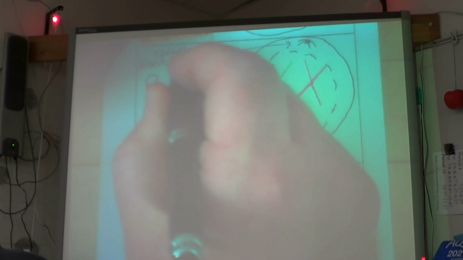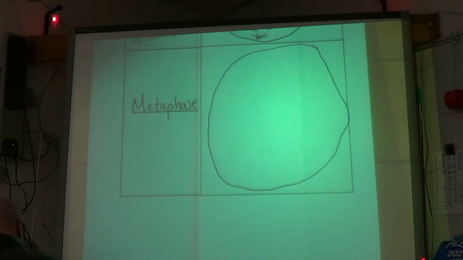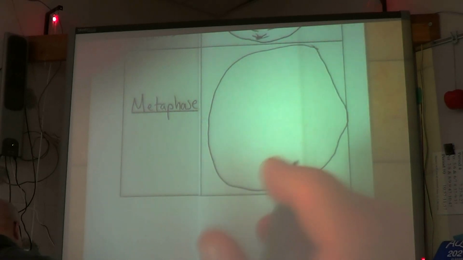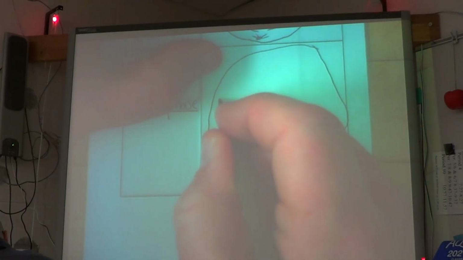Meta, middle, meta, middle. What goes to the middle? The chromosomes go to the middle. Okay, your choice, equator or prime meridian, and how you're going to make this division happen. Your choice, whether it's horizontal or vertical. Okay?